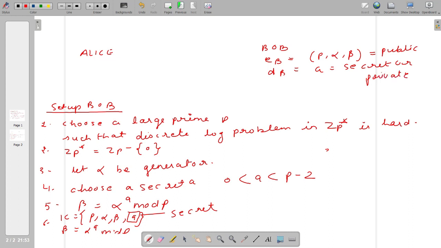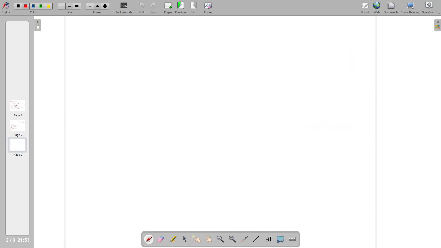Now because Alice wants to send a message to Bob, Bob will first send its public key EB to Alice, and then using this public key Alice is going to do the encryption, and then using its private key or secret key Bob can do the decryption. So now we will check how encryption and decryption work in the ElGamal cryptosystem. Now on Alice's side, Alice is going to do the encryption. So let me write encryption here.